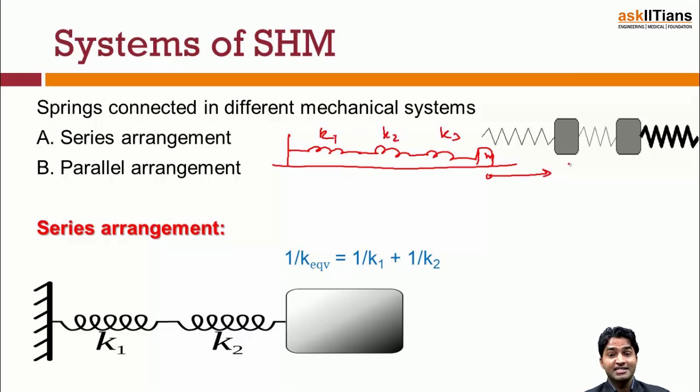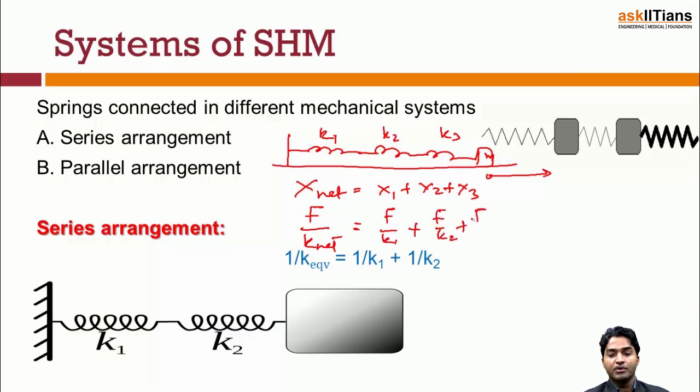On providing sufficient displacement to the spring, net elongation produced x net is equal to x1 plus x2 plus x3. And according to Hooke's law, because force is common overall, F upon k net should be equal to F upon k1 plus F upon k2 plus F upon k3. On solving this mathematical relation, we got 1 upon k equivalent should be equal to 1 upon k1 plus 1 upon k2, and these are the case of springs connected in series, as we can see. But this is a case of parallel. That is a case of parallel that we will discuss in the next slide.